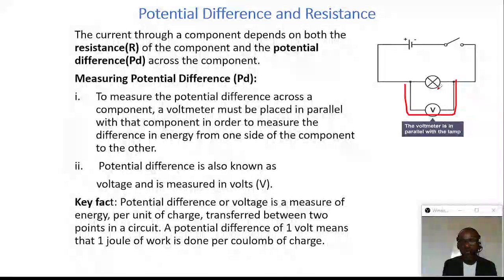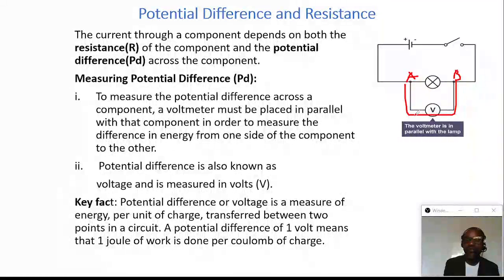This will help us to measure the potential drop across these two terminals. Call this point A, then we call this point B. Very interesting. With that said, we should also know that potential difference is also known as the voltage, and it's measured in volts. Whatever value we obtain between point A and point B is measured in volts.